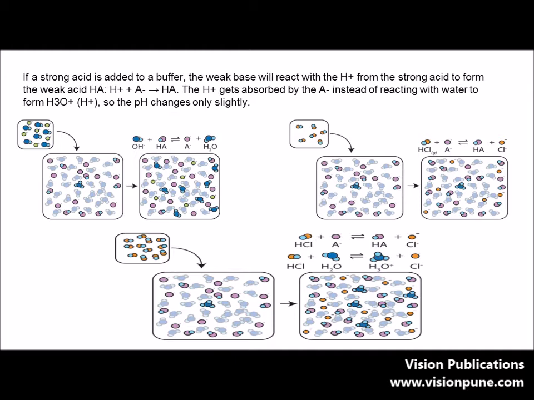Here there is an equilibrium. Always an equilibrium exists. This HCl reacts with water molecule to form hydronium ion and liberates chloride ion. HCl also reacts with the A ions to form HA and chloride ions. So ions are liberated over here.